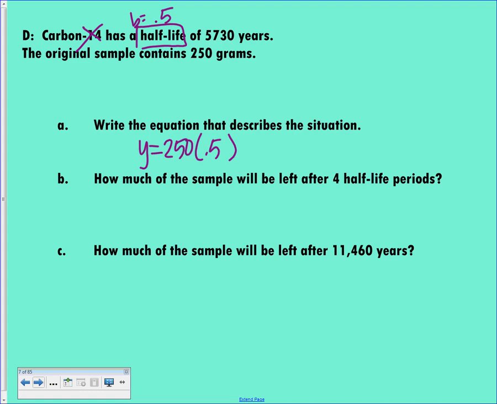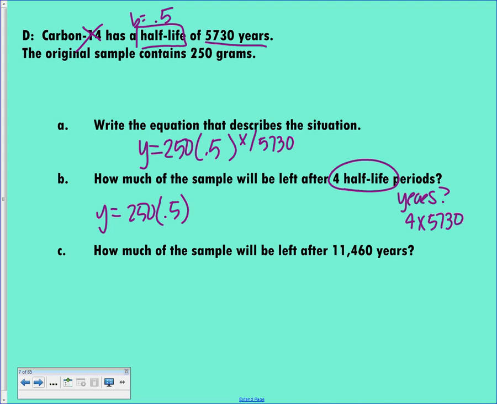I don't really care about the fact that there's a 13 there. That's just a label on the carbon. And then my time is every 5,730 years, so x divided by 5,730 will be my formula. Part B, how much will be left after 4 half-life periods? If I want to know how much time that is in years, I would multiply the length of my half-life. So that needs to be 4 times 5,730 to get the number of years. So I'll say y equals 250 times 0.5 to the 4 times 5,730 over 5,730.